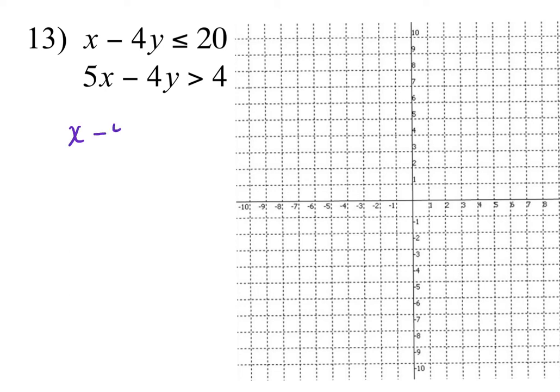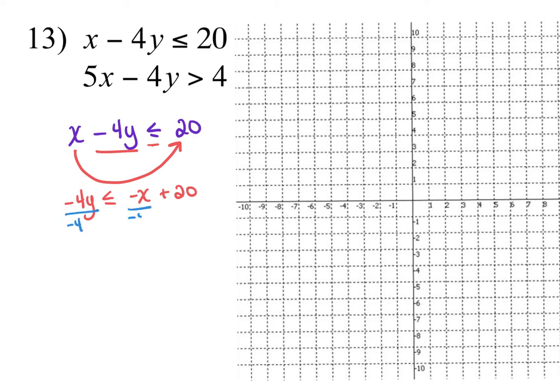So you have this x minus 4y is less than or equal to 20. You want to move your x's over. Keep that negative 4y there. Keep this less than or equal to. If it crosses over the inequality, it changes signs. So we have a negative x plus 20. And then I need to divide everything by this negative 4. Every single piece of it by negative 4.